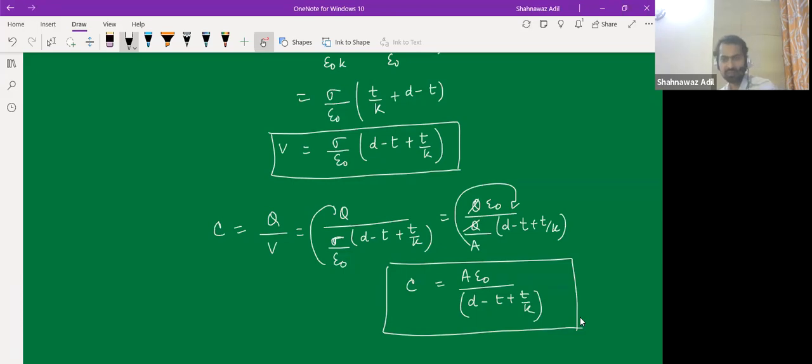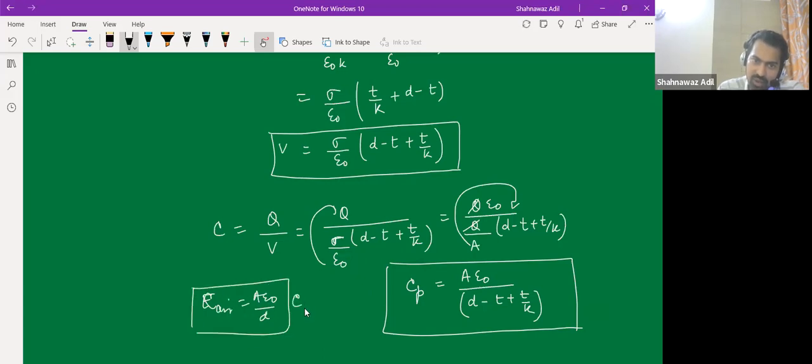Is this clear? Yes, sir, this is clear. So this is the partial one, and the air one was A epsilon naught by d, and the dielectric one was A epsilon naught k by d. So these are the three cases. Please note it down, and if you have any doubts, please ask.